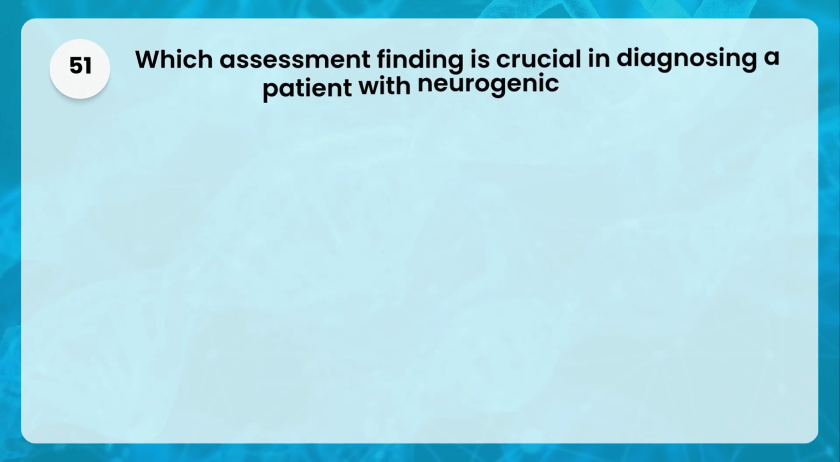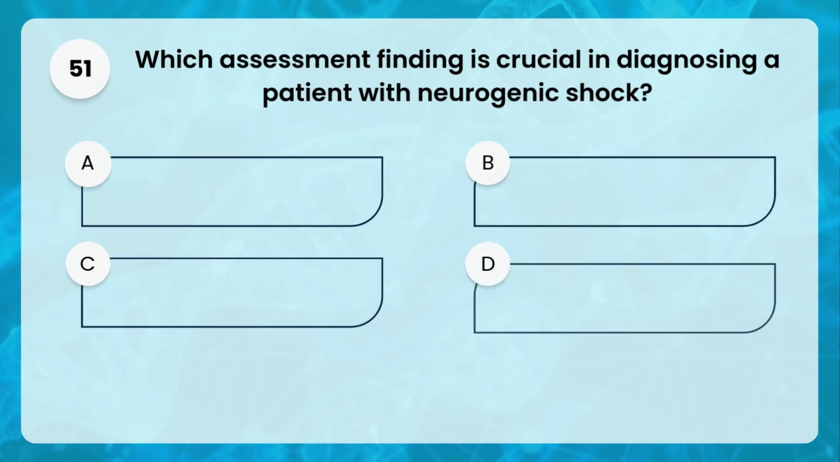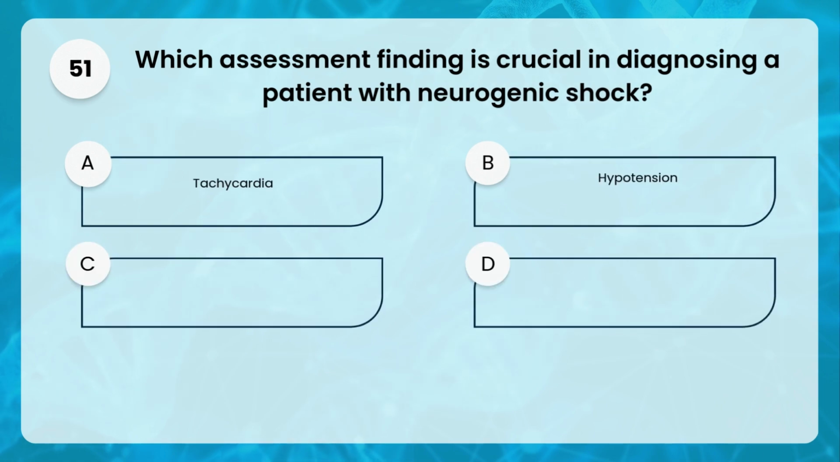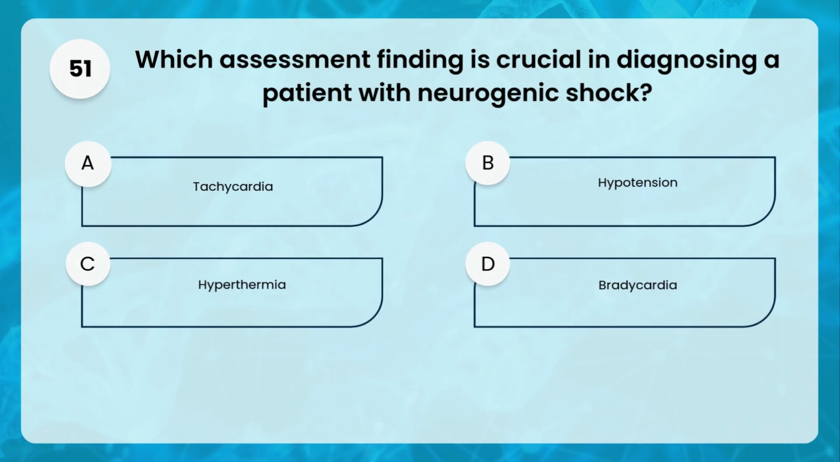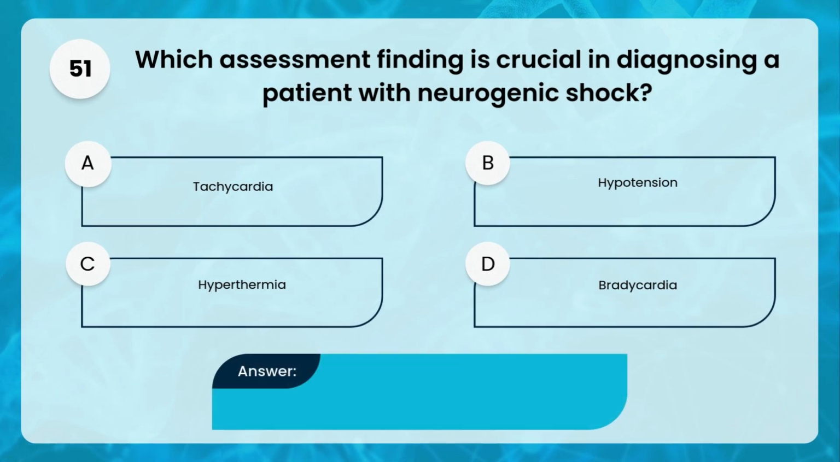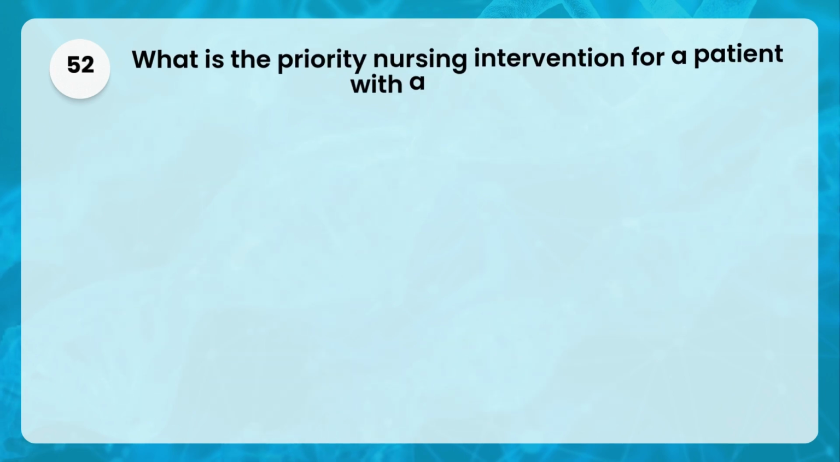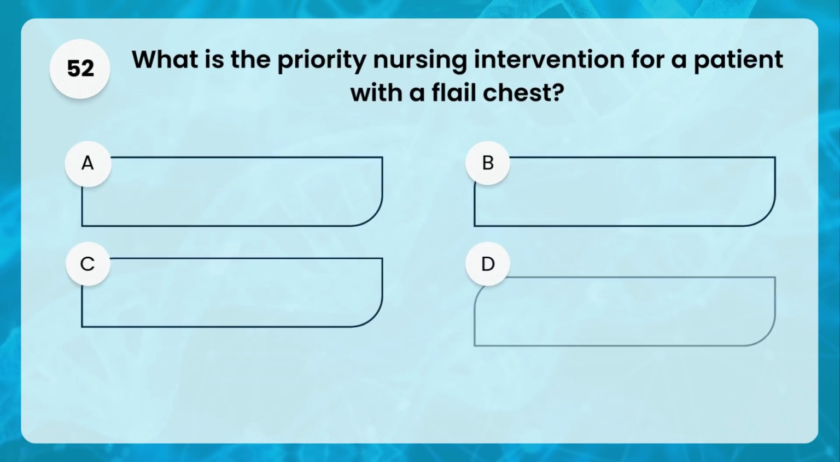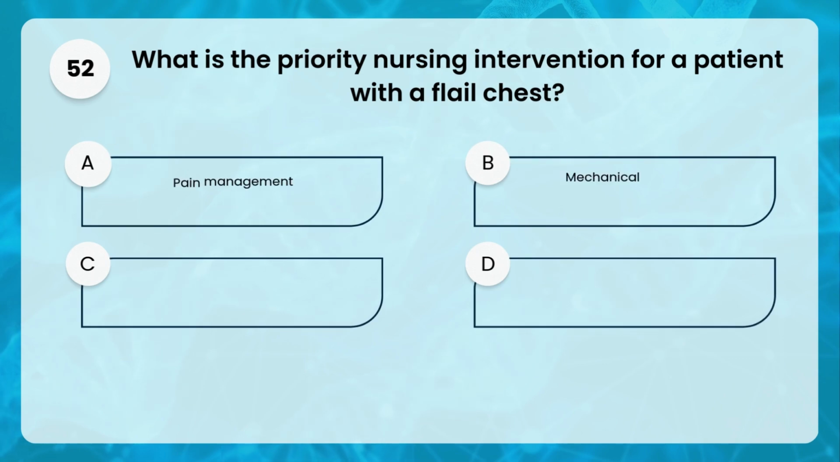51. Which assessment finding is crucial in diagnosing a patient with neurogenic shock? A. Tachycardia. B. Hypotension. C. Hyperthermia. Or D. Bradycardia. The answer is B. Hypotension.